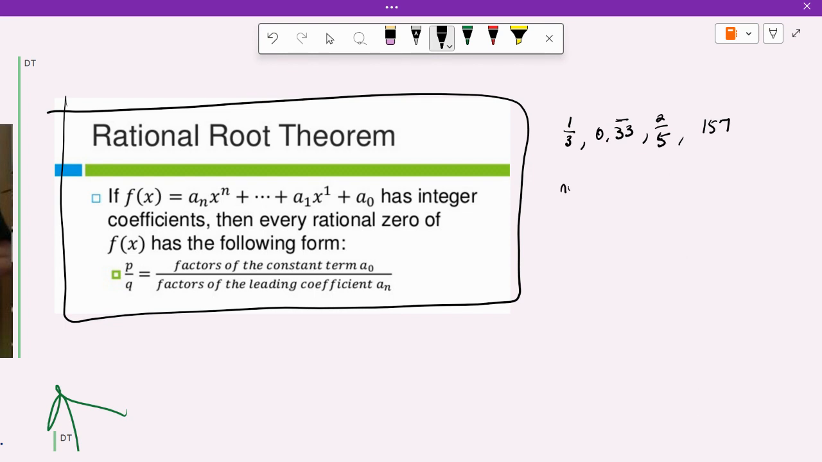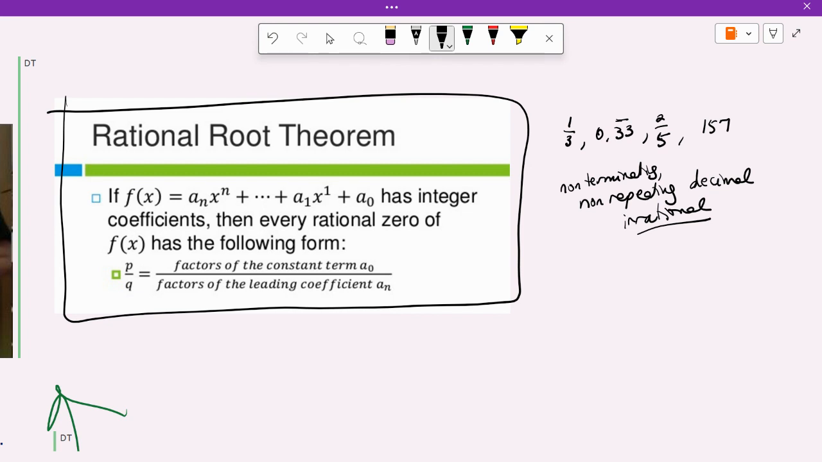Now, a non-terminating, non-repeating decimal is considered to be irrational. Think about the number pi. Think about the number e. Non-terminating, non-repeating decimals. Got it? Okay. So this is not talking about irrational numbers.